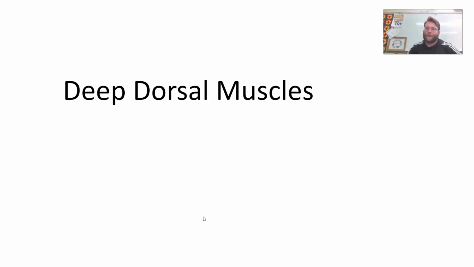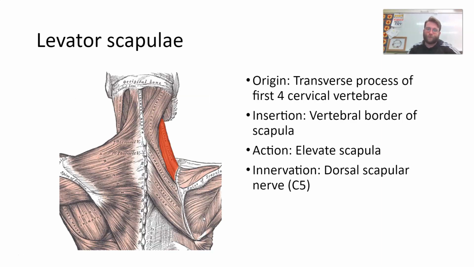For these deep dorsal muscles, our main goal is to try to understand how they affect the motions of our spine and how they support the structures around that area, providing us our ability to essentially stand upright and providing that tension that we need in order for that to happen.